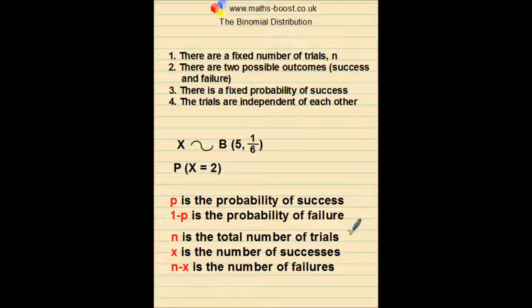And since there are a fixed number of trials n, if x is the number of successes, then it follows that n minus x is the number of failures we'll see. So I can work out from this description that since you've told me that the probability of success is 1/6, the probability of failure is 5/6. And in seeking 2 successes, it follows because there are 5 trials, we're going to have 3 failures.